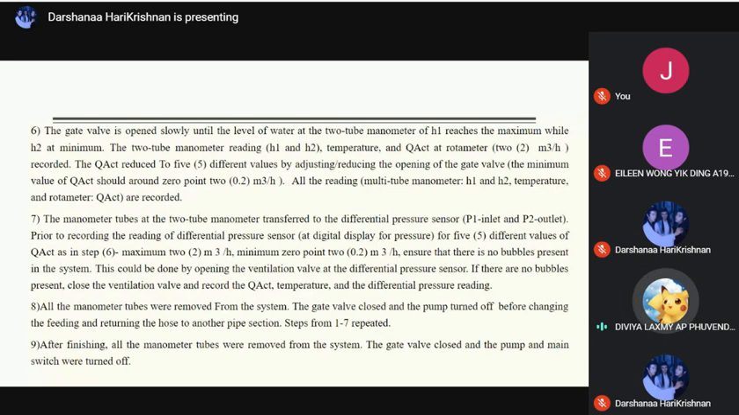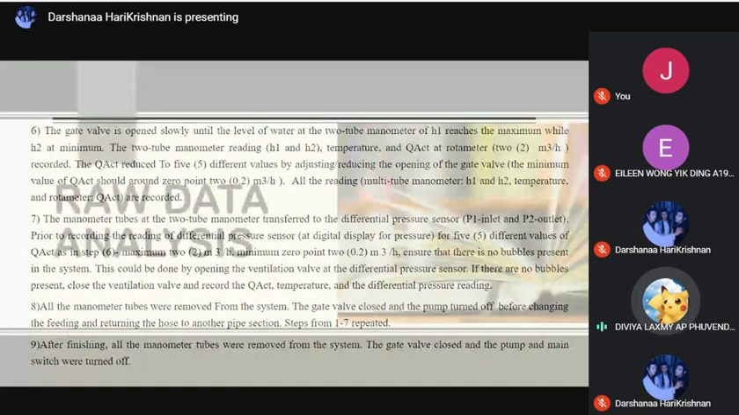Ensure that no bubble is present in the system. This could be done by opening the ventilation valve at the differential pressure sensor. If there are no bubbles present, close the ventilation valve and record the Q actual, temperature, and the differential pressure reading. All the manometer tubes are removed from the system. The gate valve is closed and the pump turned off before changing the feeding and returning hose to another pipe section. Steps 1 to 7 are repeated.